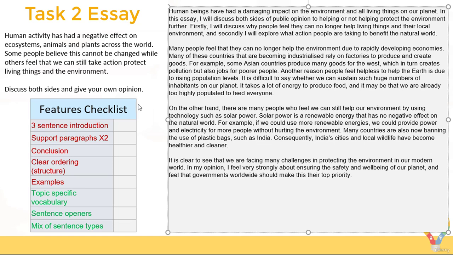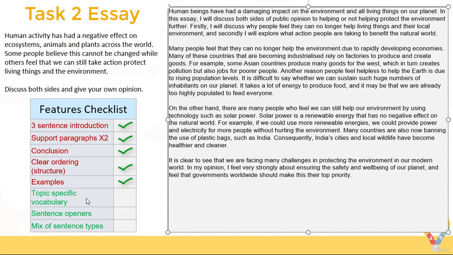Let's take a quick look through the features checklist. So, three-sentence introduction we definitely have. Two support or body paragraphs. Yes, we have those. A conclusion. Yes, we have, including the opinion that we were asked to give here. Examples. I definitely gave plenty of examples, such as India, which has banned plastic bags, and, good for India.